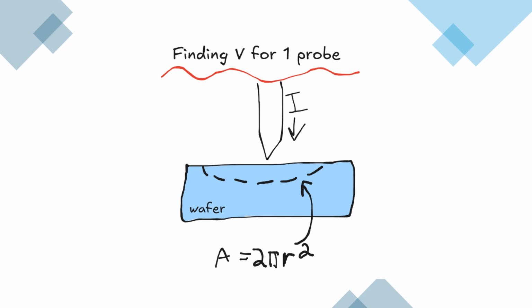Now, before we could go all the way to 4-point probe or even 2-point probe, we have to start at 1 probe. And this is what we're given for 1 probe. We're given the current that exists within the probe and the area that it is able to measure. And that area that it's able to measure is 2 pi r squared.